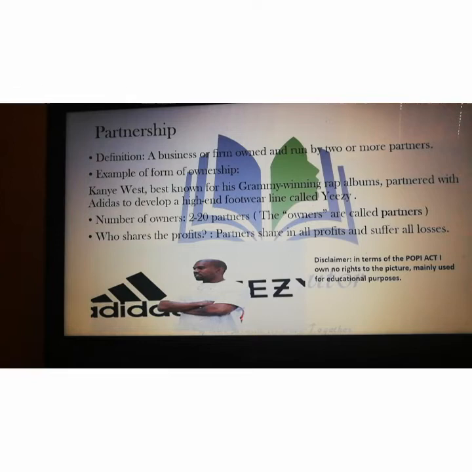The number of owners in this form of ownership ranges from 2 to 20 partners. The owners are called partners as well. So who shares the profits? The partners share in all profits and suffer all the losses. So it's a give and take. It's either you win or you lose. We'll discuss the disadvantages at a later stage in the lesson.